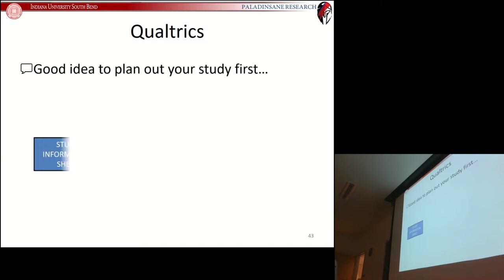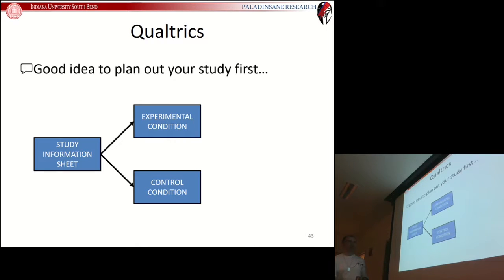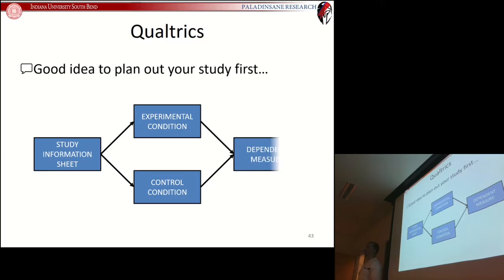So even if you have something such as page 1, study information sheet, and then randomized to either experimental condition or control condition, and then at the end of those blocks, they both go back down to the dependent measure, where we're going to have these survey questions. Even if it's something as simple as that, it's a good idea to have a flow chart of your experiment before you go to Qualtrics so that you can just enter in the information when you're designing your survey.